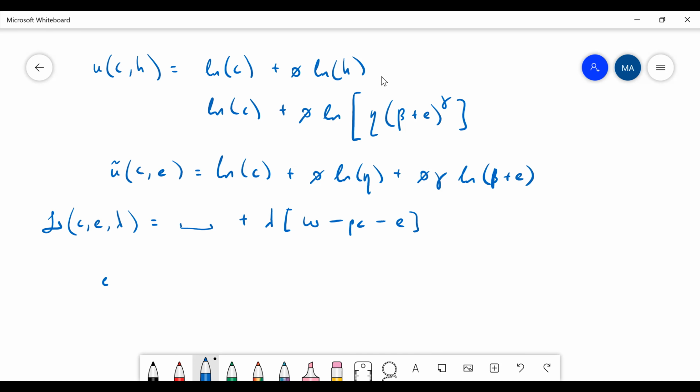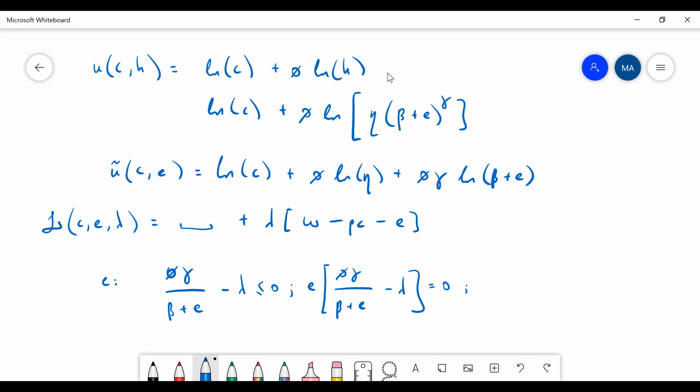Let me just look at the first order condition with respect to education. So you have phi gamma divided by beta plus E, minus lambda, less than or equal to 0. Then you have E times the quantity phi gamma over beta plus E, minus lambda, equals 0. And then you have E greater than or equal to 0. So again, you will check what happens here, and you will find it will be equal to 0, and it will be something greater than 0 if some condition holds, and otherwise.